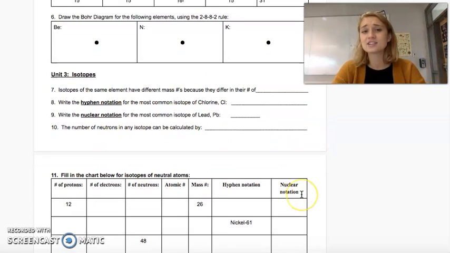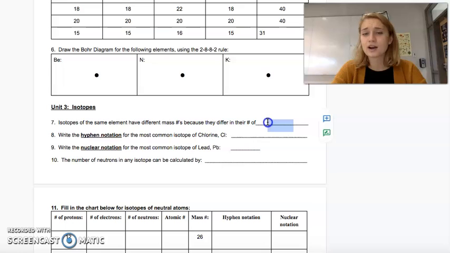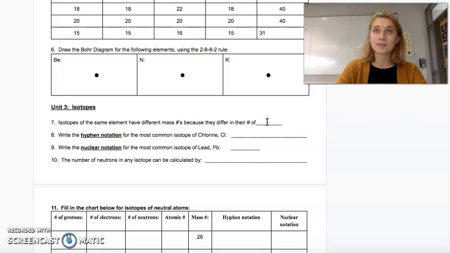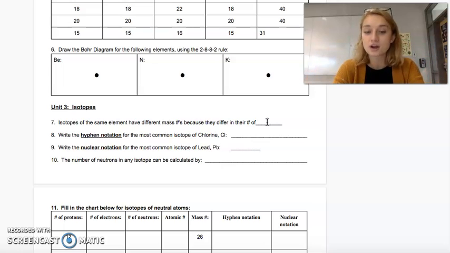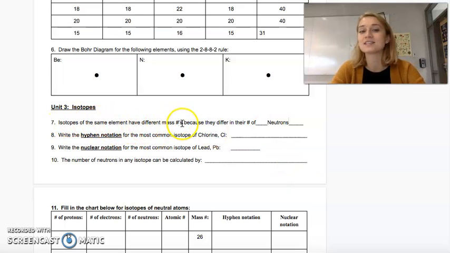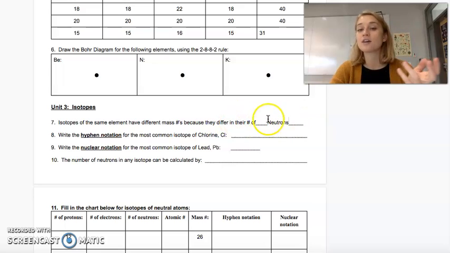Unit 3 then was isotopes. So if you remember isotopes at all, that is when I have the same element with a different mass. And I never change the number of protons, which means I must be changing the number of neutrons, which is all this first question is trying to get at. So isotopes of the same element have different masses because they differ in their number of neutrons.